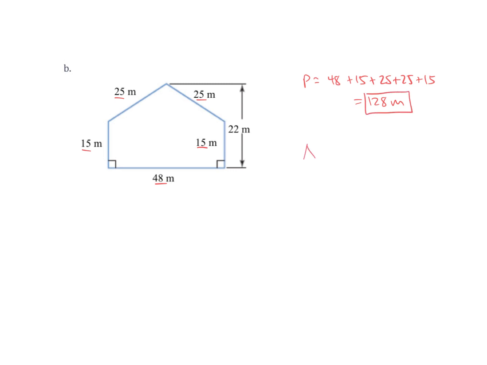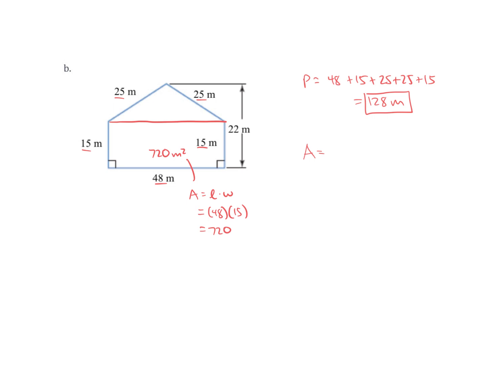And now for the area, I want to divide this up into 2 simpler shapes. I'm going to divide it into a triangle and a rectangle. So the rectangle, its area is going to be length times width, and that's going to be 48 times 15, which gives us 720. So the area of this rectangle is 720 square meters.